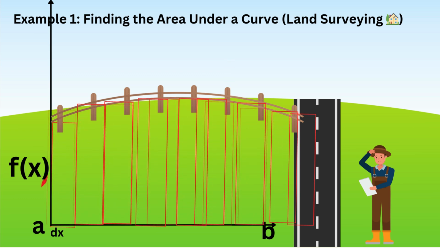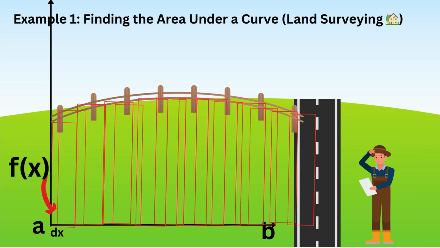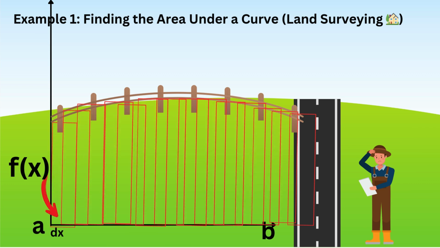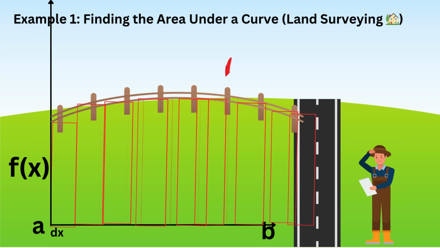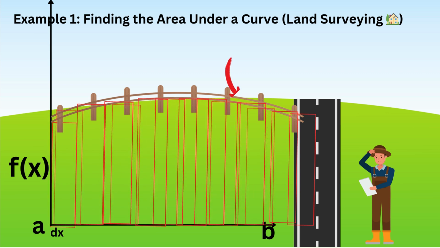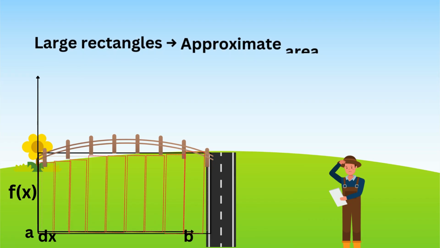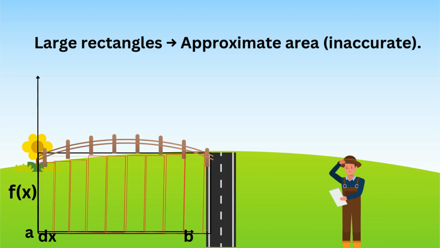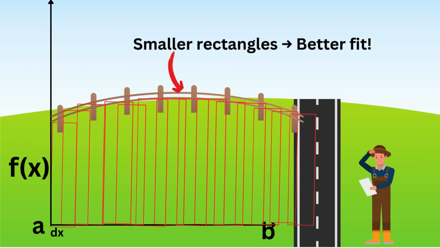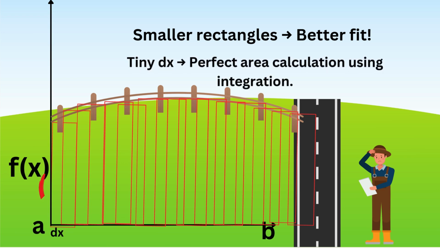As we make dx smaller, the rectangles fit better under the curve, and the total sum gives us a more accurate area. In calculus, integration allows us to shrink dx to an infinitesimally small value, giving the exact area under the curve. So, for large rectangles, we calculate approximate area, which is inaccurate. For smaller rectangles, the area is more accurate, which is the better fit. Hence, tiny dx is the perfect area calculation using integration.